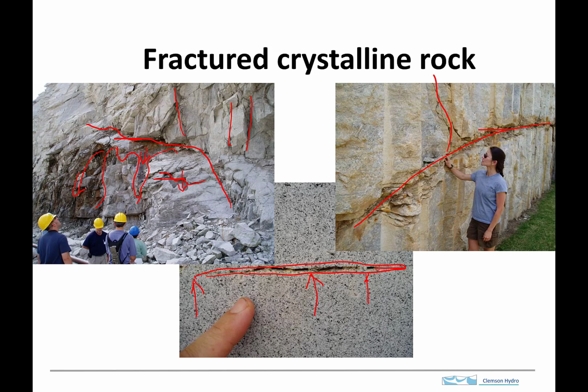And we can have water flowing through it. It's about a millimeter or two wide, and it's much broader than it is long, but it is finite length. So it would be the interconnection of elongate open fractures like this that would allow fluid to flow through these crystalline rocks.